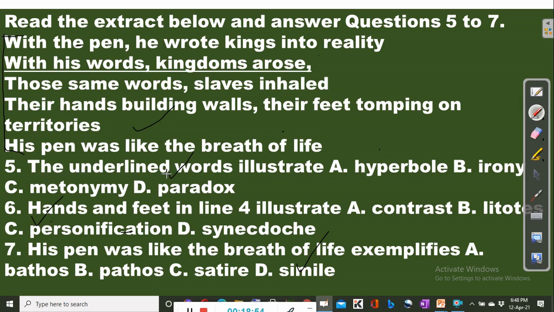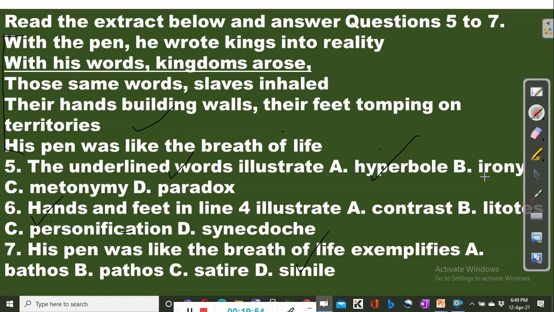Question number 5. The underlined words illustrate a hyperbole. Yes, I will explain why. B, irony, no. C, metonymy, no. And D, paradox, no. Why is it hyperbole? And what is hyperbole, by the way? Hyperbole is a literary device that makes use of exaggeration or overstatement. That's what hyperbole is all about. Now, let's look at the underlined expression and see why it is hyperbole. With his words, kingdoms arose. You can see this is an overstatement. Just with his words, kingdoms arose. So that is really an obvious exaggeration here. All right. Then other options are out of it.